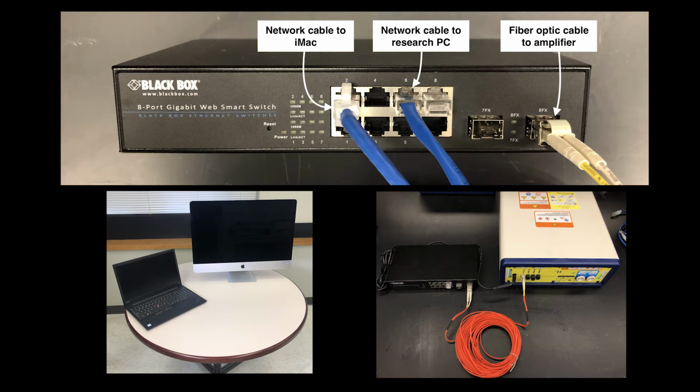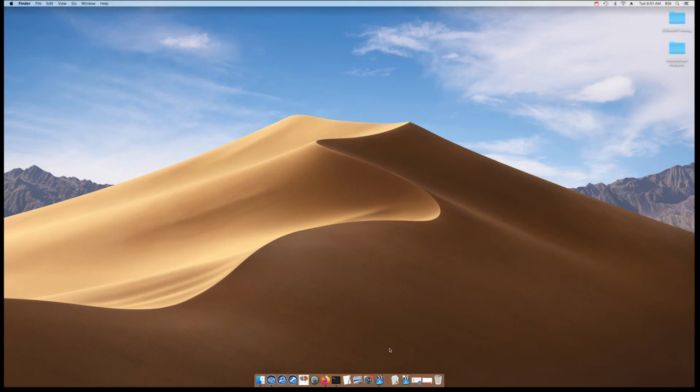Now that everything has been connected, you can turn on the transformer by the switch on the front and the amplifier power supply. Next, boot up the iMac. We will now see how to access the web server from the iMac and verify that everything is connected correctly. Now that the EGI iMac is powered on, you can navigate to a web browser.